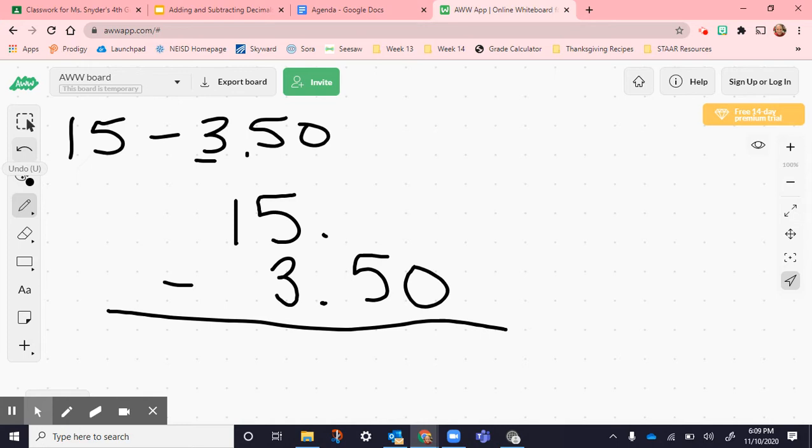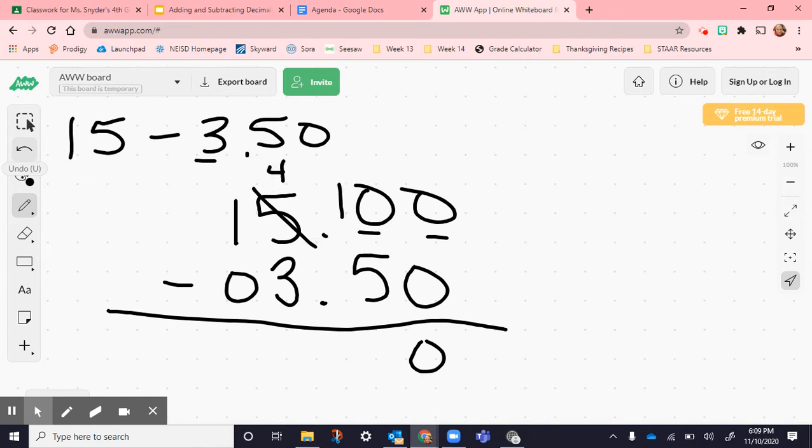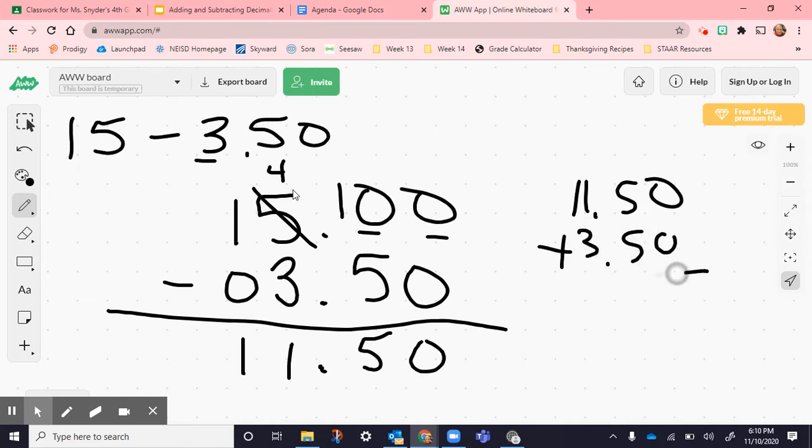And then you have all these open spaces. What students do a lot of times is they just drop down this 50. Absolutely not allowed. You have to add in some zeros. You have to add in these 2 zeros to show that there's no tenths and there's no hundredths. Now we're ready to subtract. 0 minus 0 is 0. 0 minus 5, I can't do it, so I'm going to regroup. 10 minus 5 is 5. Drop down the decimal. 4 minus 3 is 1. 1 minus 0 is 1. Take your answer and add it to 3.50.